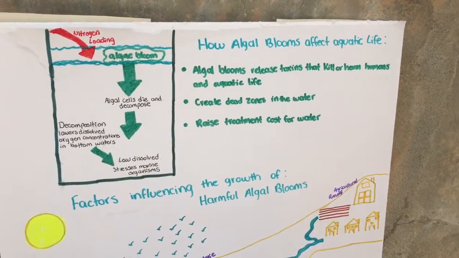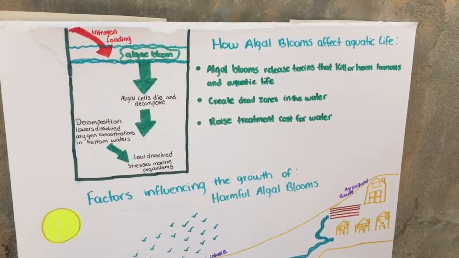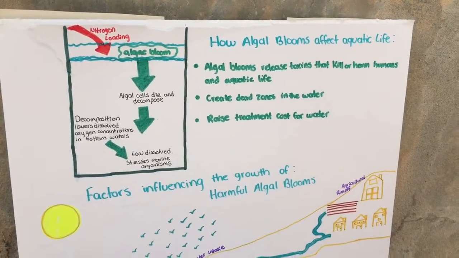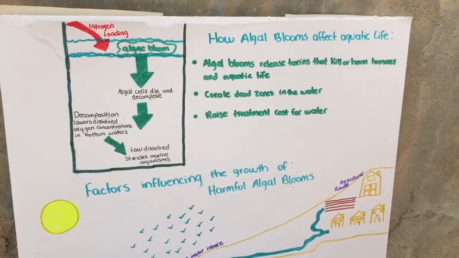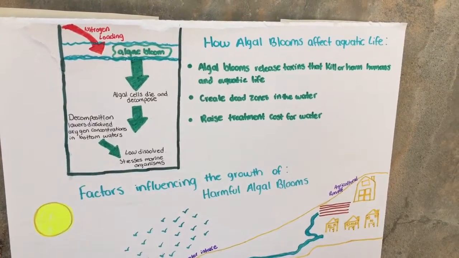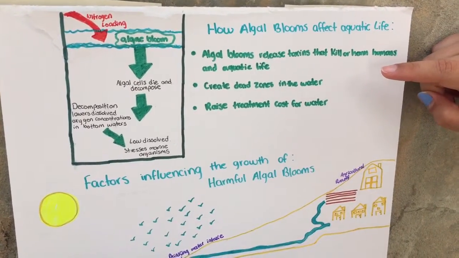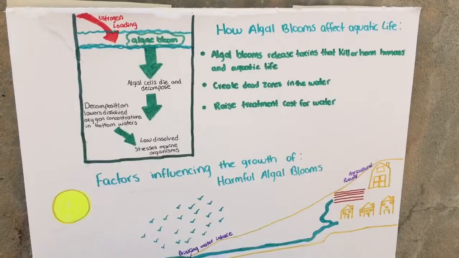How algal blooms affect aquatic life. Algal blooms release toxins that kill or harm humans and aquatic life. These toxins, you're unable to tell if it's toxic just by looking at a body of water. You'll have to test it. Algal blooms will create dead zones in the water and raise treatment costs for water.